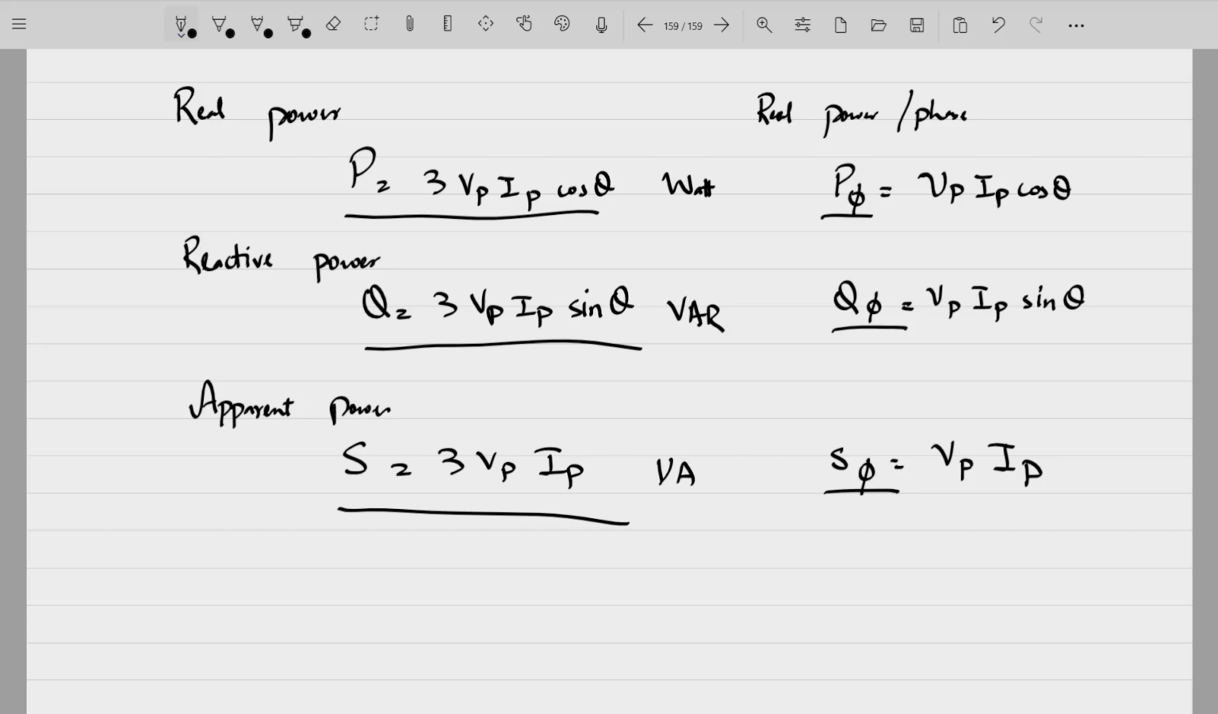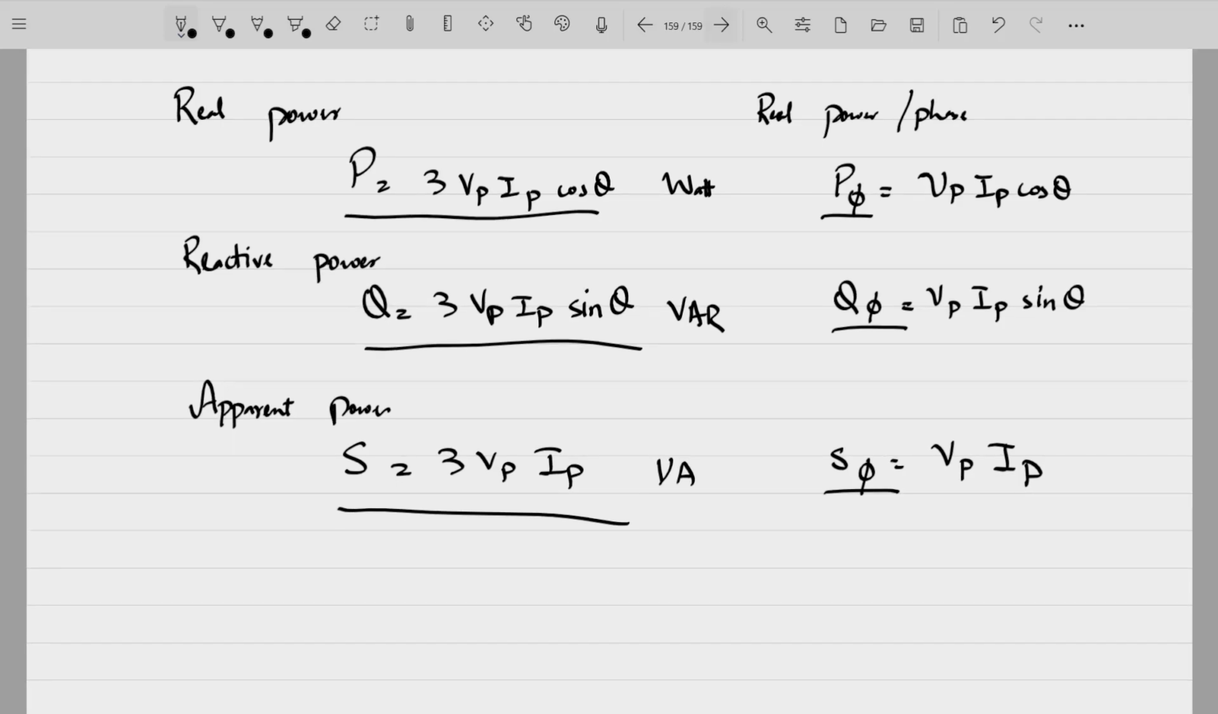So there it was Vp Ip cos theta, here it simply becomes thrice because of 3 phases. That is the only difference between power flowing in a single phase system and power flowing in a 3-phase AC system. Also, your instantaneous power here is constant. It is not a varying quantity like we saw in case of a single phase system. The instantaneous power was varying in nature.